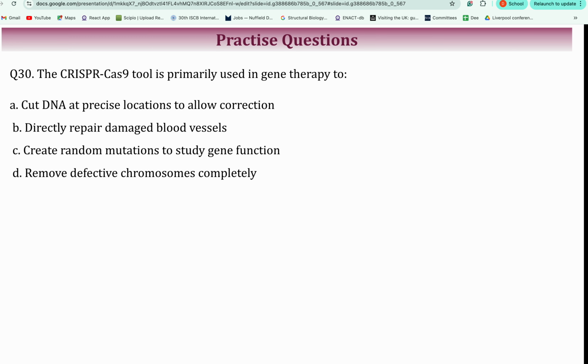This is not difficult at all because till now we have discussed a lot about genome editing methods and genome editing tools. So I hope you know the answer.